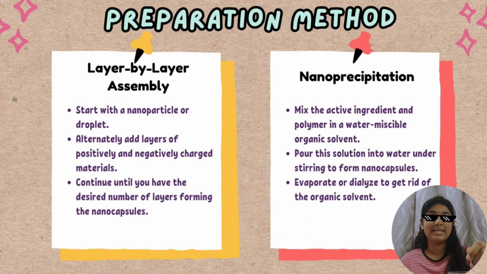Third method, layer by layer assembly. Start with nanoparticles or droplets. Alternately add layers of positively and negatively charged materials.